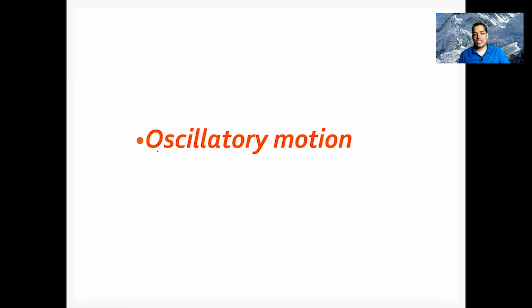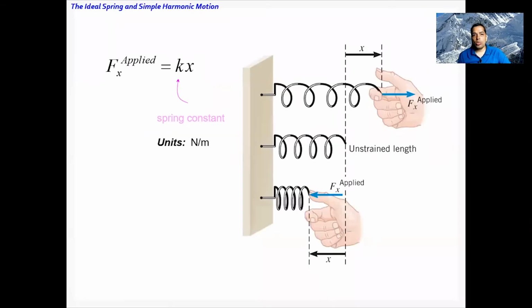Today in this lecture, I'm going to talk about oscillatory motion. Now we'll be talking about ideal spring and simple harmonic motion. So when I say ideal spring, the spring having no mass, right? Let's take a look at this example here.